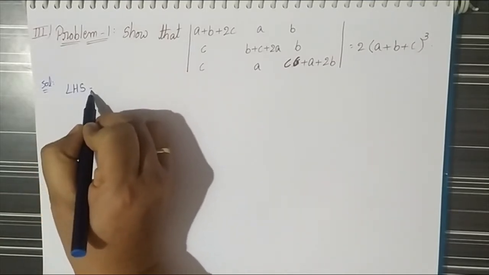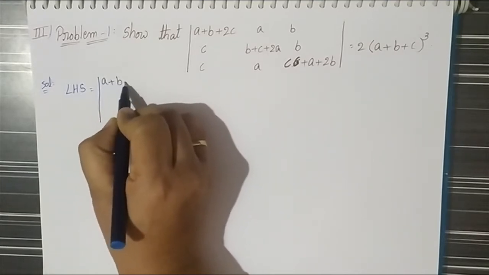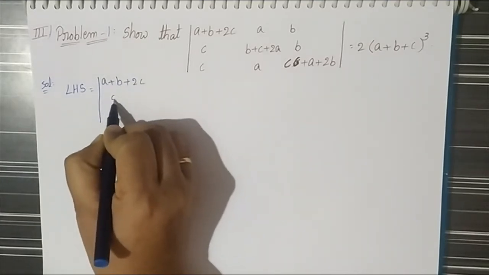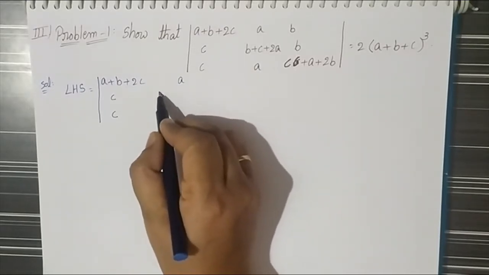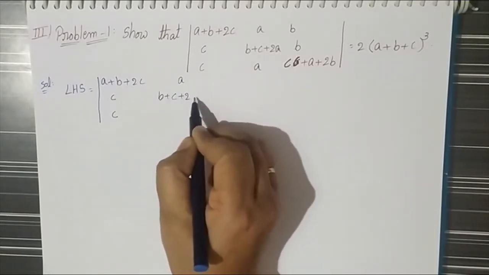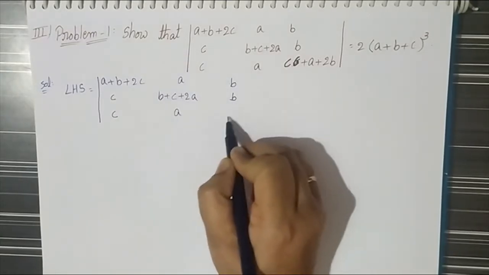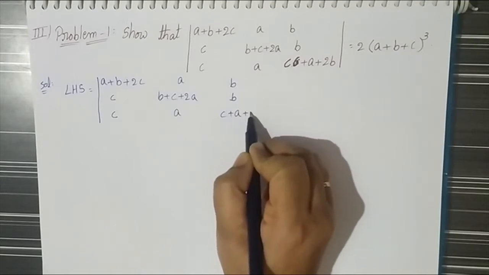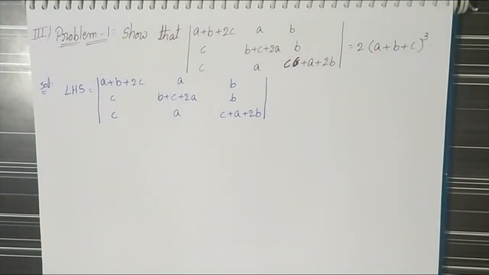LHS equals the determinant with first row a+b+2c, a, b; second row c, b+c+2a, b; third row c, a, c+a+2b. This is the given determinant value.